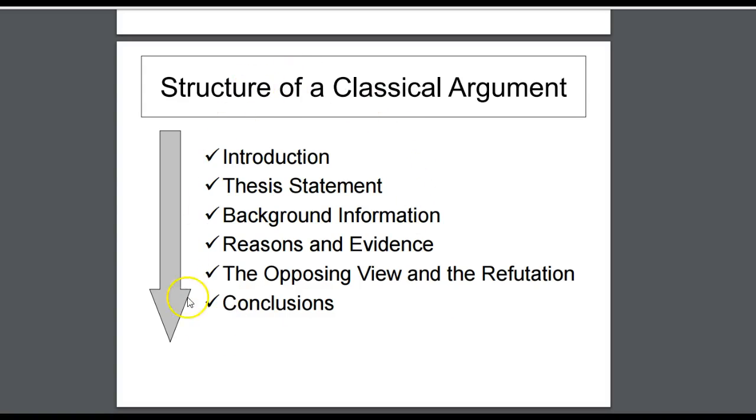Next, how do we structure an argument? Here's one way. You want to have your introduction and your thesis statement. Those are very important. Then your background information. If you're writing about a topic that your audience may not know a lot about, give them information. Give a couple paragraphs of background information if you need to. That way, your audience will be able to understand your argument better, because they have more knowledge of the topic itself.